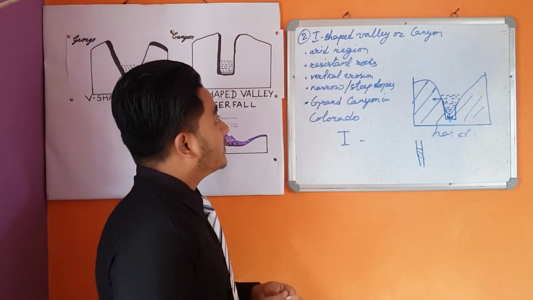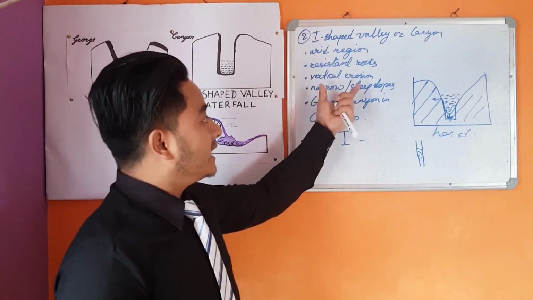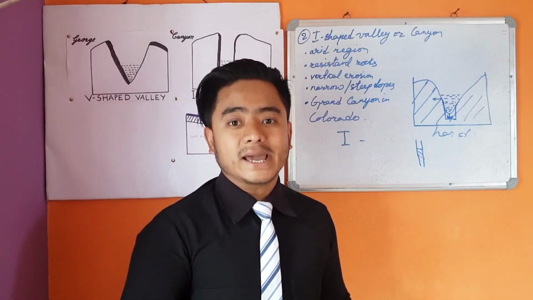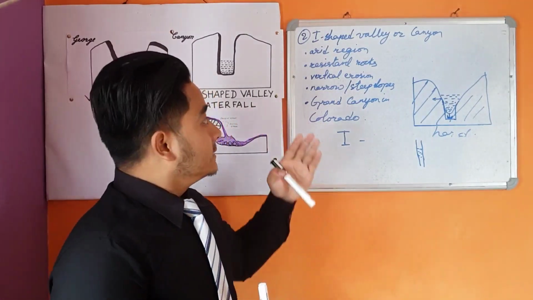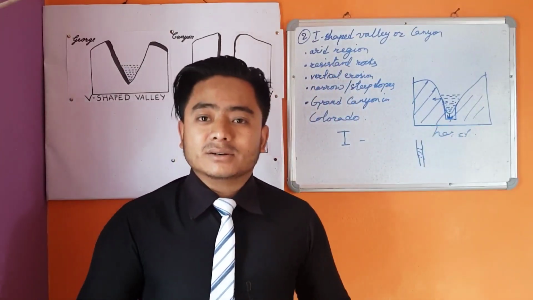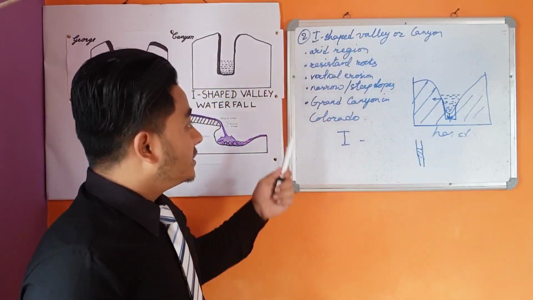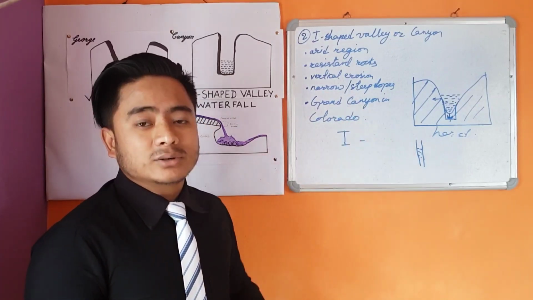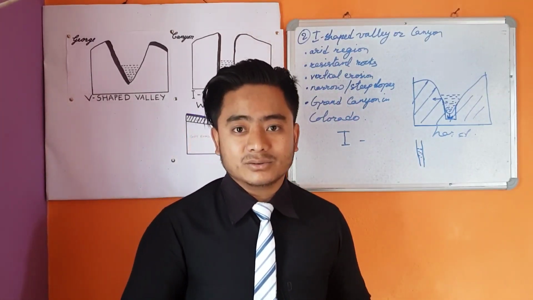And this type of landform that is formed in the deserts and the semi-desert areas is called a gorge or canyon. And the deepest canyon of the world, that is the Grand Canyon in Colorado, it is the deepest canyon.